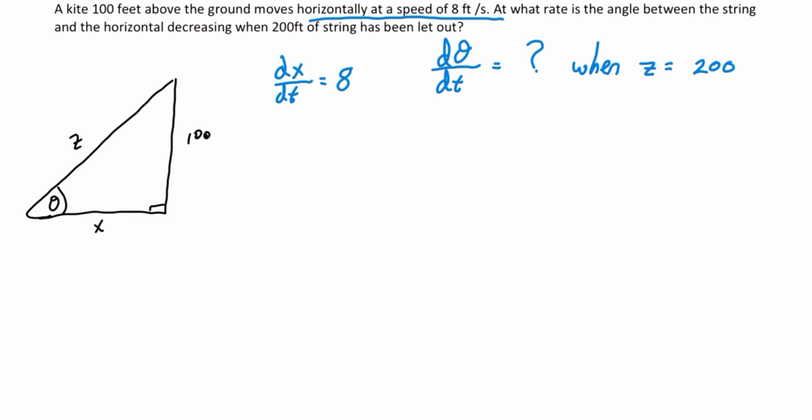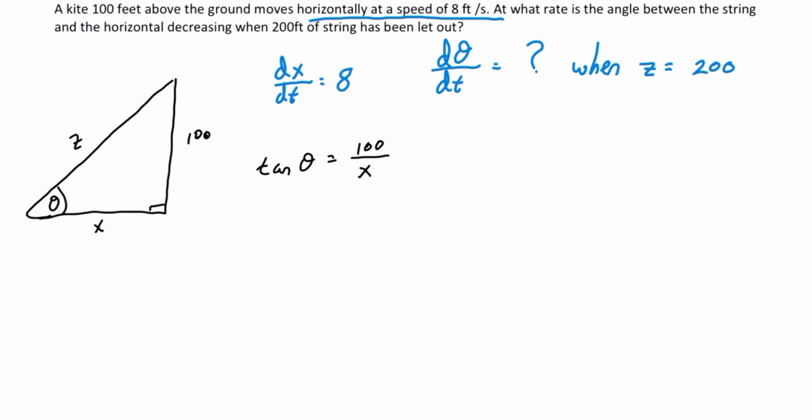Up next, we need to create an equation. This time, since we're involving the angle, we need to use a trig function. And it looks like we need to use opposite over adjacent, tangent. Tangent of theta equals the opposite 100 over the adjacent x.